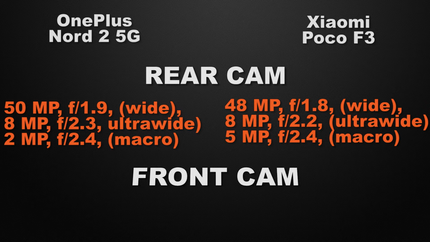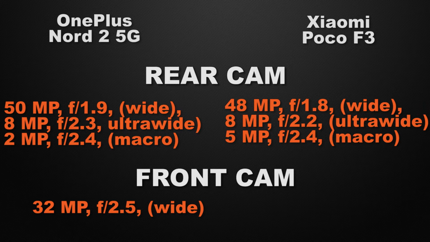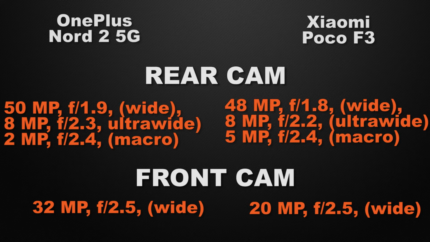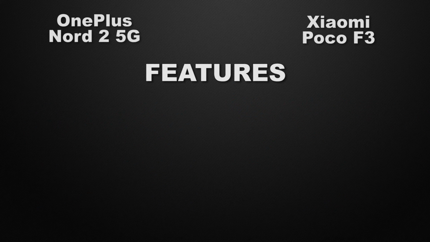And about the front camera of the devices, Nord 2 has a 32 megapixel wide camera, whereas F3 has a 16 megapixel wide camera. So the winner here is Nord 2 because it has a 32 megapixel wide camera which can take high resolution photos. Let's talk about the camera features of the devices.